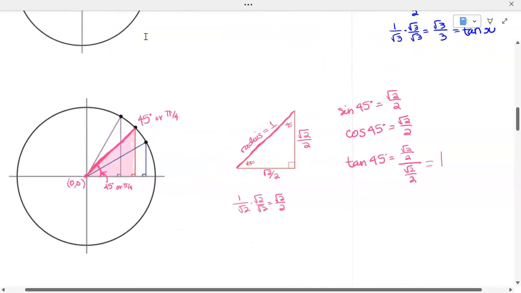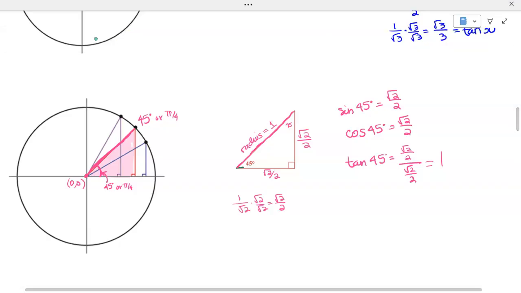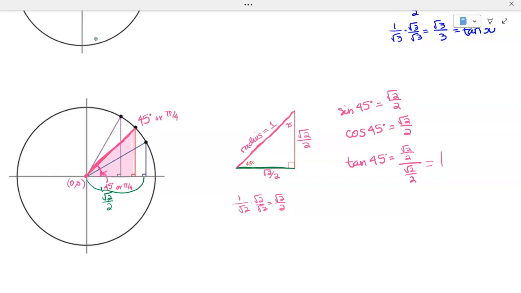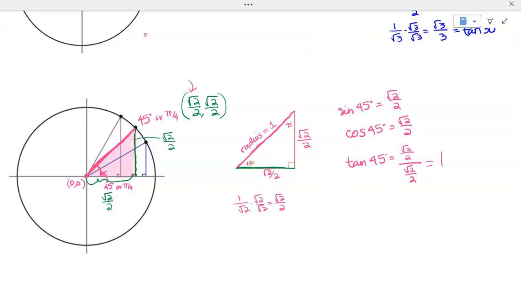So here we found, if we look at our triangle back on the unit circle, we see that this distance from 0 along the x-axis is the square root of 2 over 2. Sorry, I drew that a little bit too far. That square root of 2 over 2. And then this height right here is also going to be the square root of 2 over 2. So that means that those are our coordinates, square root of 2 over 2 and square root of 2 over 2. And remember, I had said earlier that the x-coordinate here is going to be your cosine, and your y-coordinate is going to be your sine.